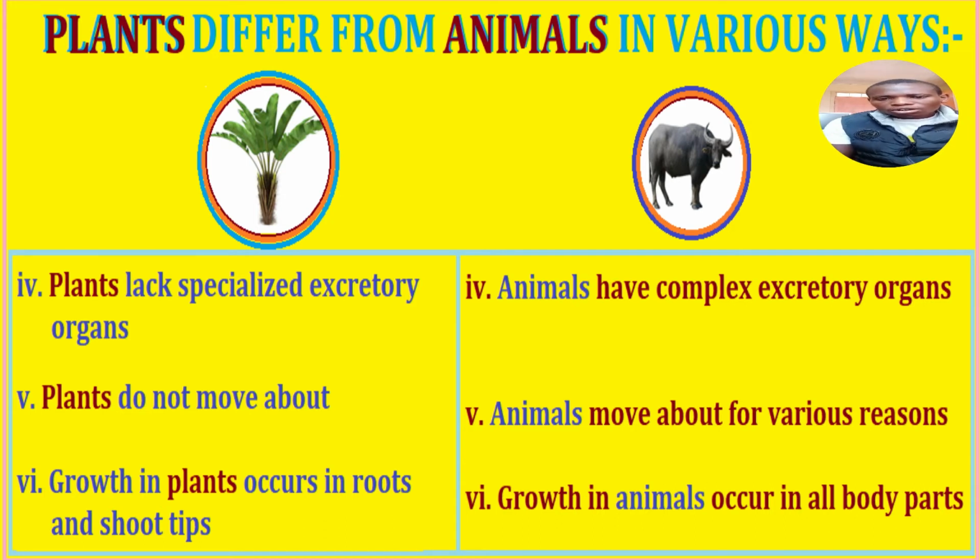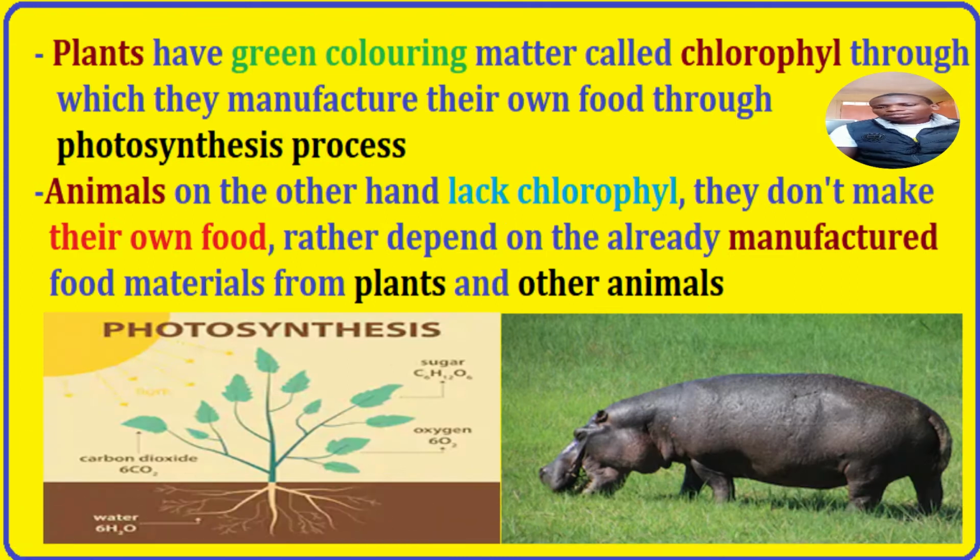Number six, growth in plants only occurs in roots and shoot tips, whereas growth in animals occurs in all body parts. Guys, it's very important to note that plants have green coloring matter called chlorophyll, through which they manufacture their own food by a process called photosynthesis. Animals, on the other hand, lack chlorophyll. They don't make their own food, rather depend on the already manufactured food materials from plants and other animals.